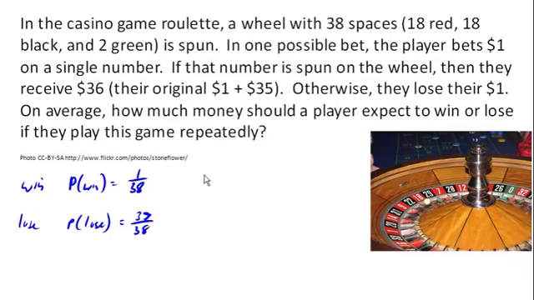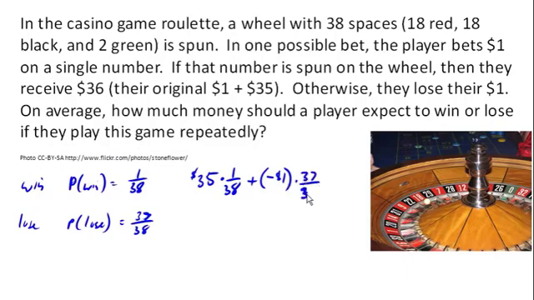So for winning, the value of winning is a positive $35. So we get $35 more than we started with if we win, and the probability of that happening is 1 out of 38. We're going to add to that the other outcome, which is losing, and that outcome has a value of negative $1. In other words, we lose $1, and that happens with probability 37 out of 38.